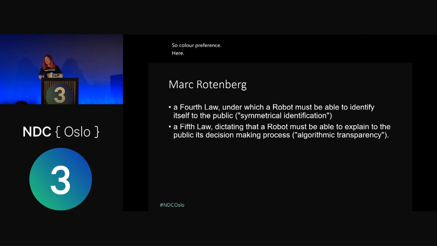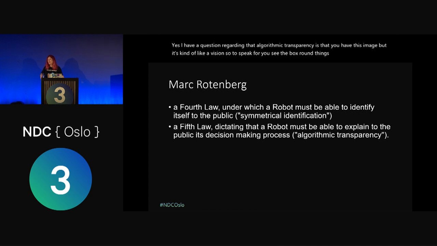Yes, I have a question regarding algorithmic transparency. Because you have this image that is kind of like the AI's vision, so to speak, where you see the boxes around things. But is that transparency? Or is transparency the reasoning behind that image? Behind the why did you draw a box there? Yeah, the transparency is not about this is what it saw in terms of the bounding box and it labeled it that.